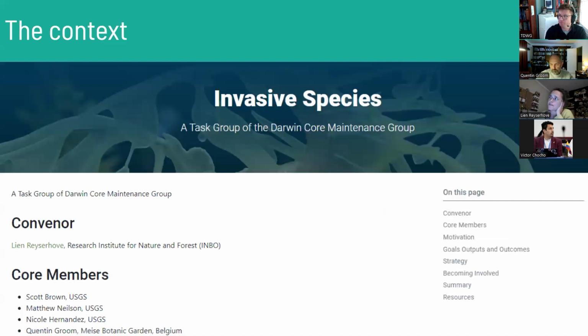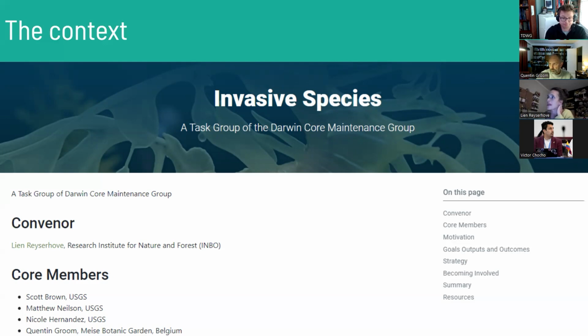So that's why there was a need for the task group on invasive alien species, and it originally had to focus on the management of invasive alien species, but we decided to keep the scope more open. So we now will consider every piece of information related to species occurrences, management actions, but also to species lists for a good screening of what is out there and what is not covered by the Darwin Core standard at this point.